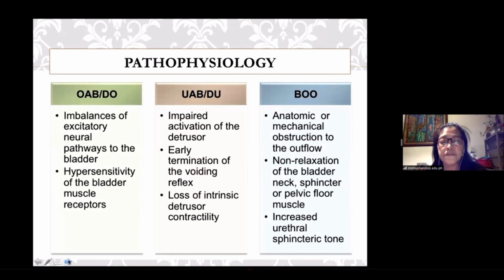Now, specific pathophysiologic mechanisms behind these conditions involve either impairment of the neural pathways and the receptors of the lower urinary tract, or abnormalities in the detrusor muscle itself, or the malfunctioning of the urethral sphincter or the pelvic floor muscles. Recent studies have described these pathologies down to even the subcellular and cellular levels.